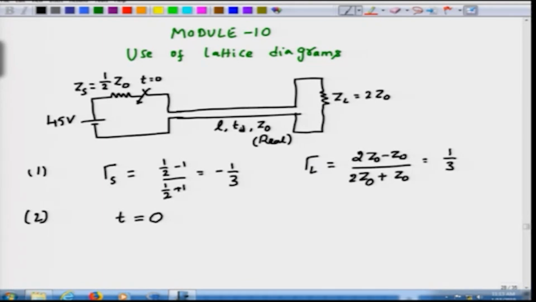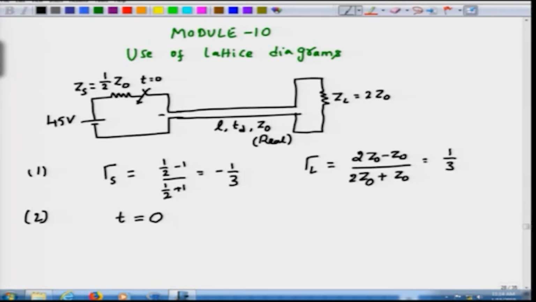So, after 2 Td time units only we will see the effect of ZL on the circuit, or at least on the source, not on the circuit, on the source. So, at t equal to 0, what this transmission line would look like as far as the source is concerned is just a resistor of Z naught, meaning that this transmission line looks as though it is actually going off all the way to infinity.